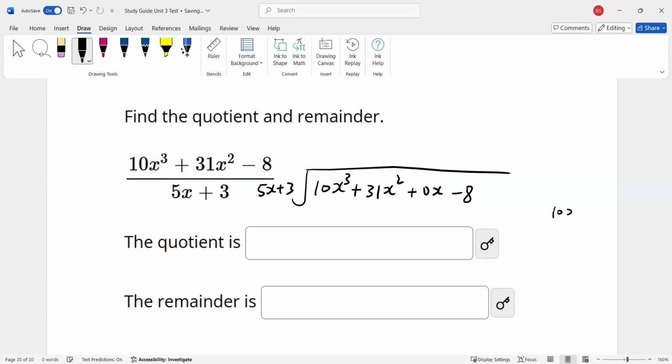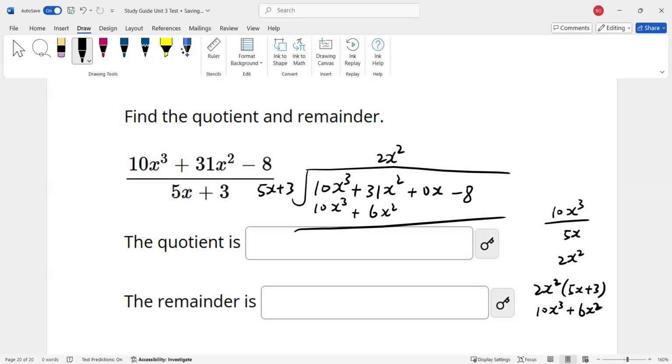We're going to repeat the process starting with divide. Divide the leading term in the dividend over the leading term in the divisor: 10x cubed over 5x, which is 2x squared. Put 2x squared here. We want to align like terms vertically. Multiply 2x squared by the divisor, 5x plus 3. Distribute, we have 10x cubed plus 6x squared. Put it under here, 10x cubed plus 6x squared.